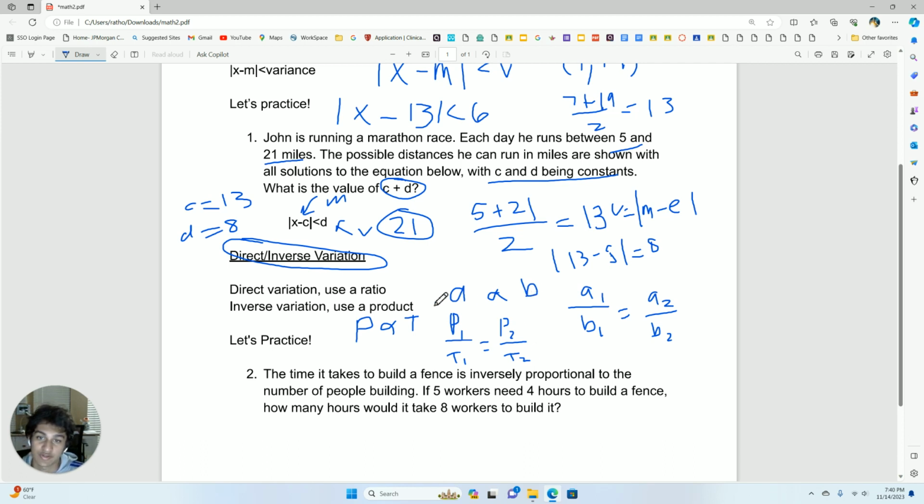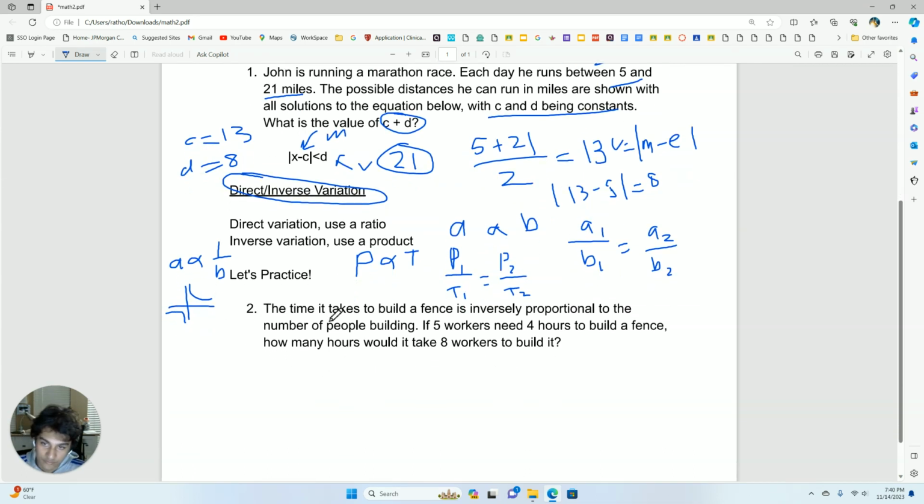Next up, inverse variation. This means that A is proportional to 1 over B. So that means as, say, B increases, 1 over a big number is actually closer to 0, so that means A decreases. And a graph of this will look something like that. That's an inverse function graph.